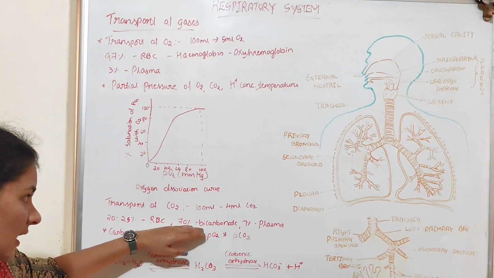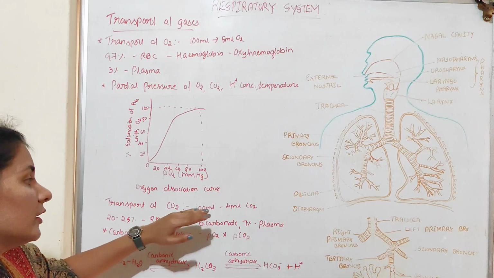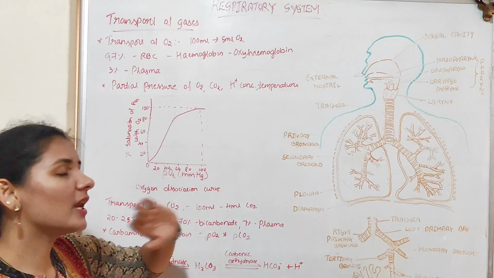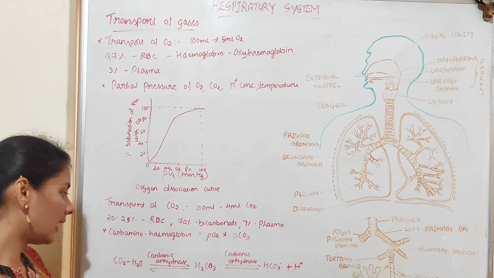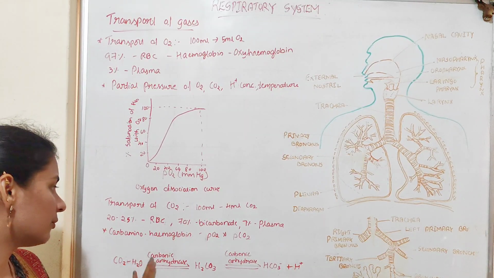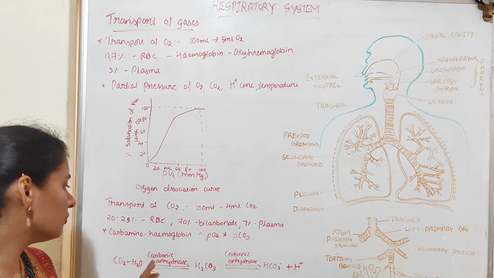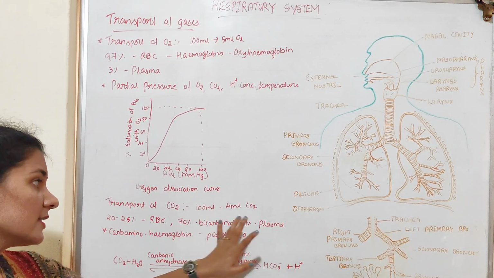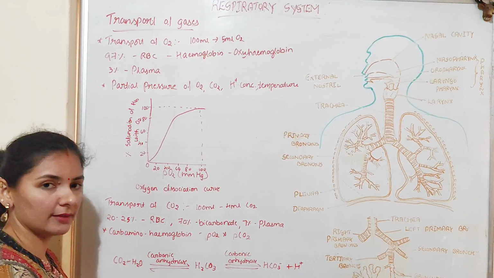So in the first case, the 70% of the carbon dioxide will diffuse into the RBC, and in the RBC as well as in the plasma, there is an enzyme known as carbonic anhydrase. So RBC will have a large quantity of carbonic anhydrase, whereas plasma will have a very little amount of carbonic anhydrase enzyme. Anyhow, in both RBC and the plasma, there is the enzyme carbonic anhydrase.